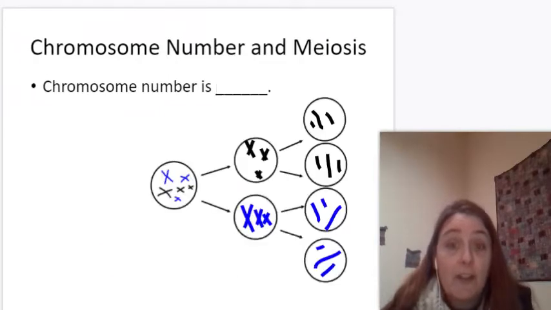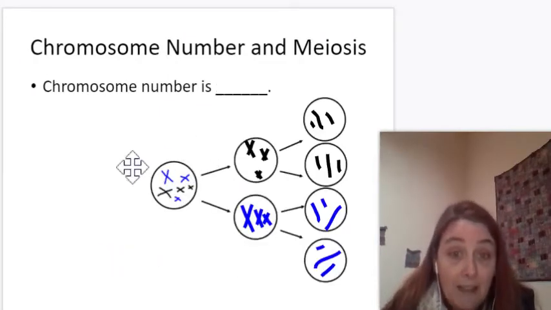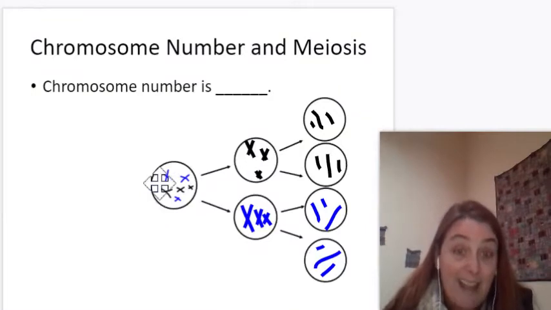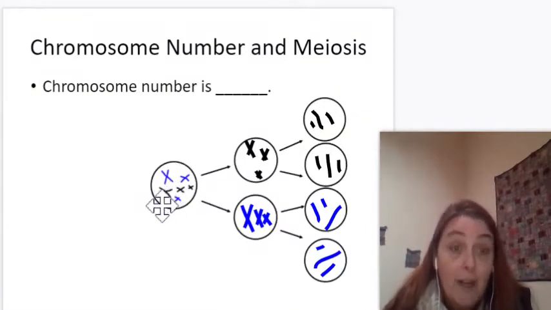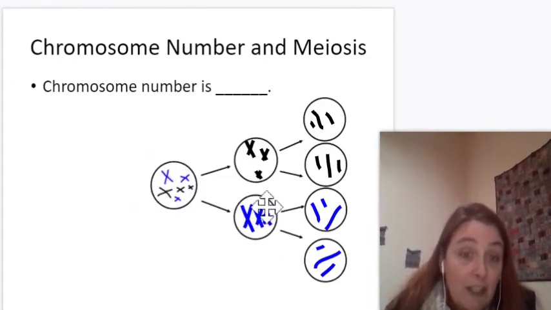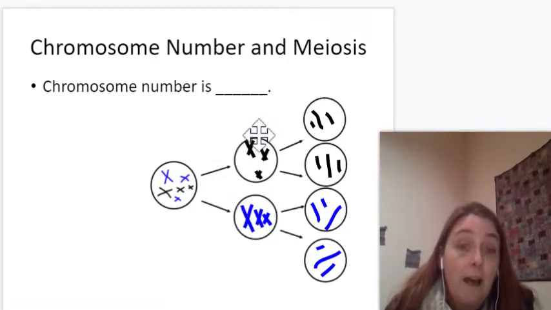Meiosis, on the other hand, could start with the same cell, but instead of separating the identical copies, it separates the homologous pairs. So remember, if this chromosome is A and this one's A prime, in other words, this one has a gene for brown eyes and this one has a gene for blue eyes, then this cell is getting the gene for blue eyes and this cell is getting the gene for brown eyes.